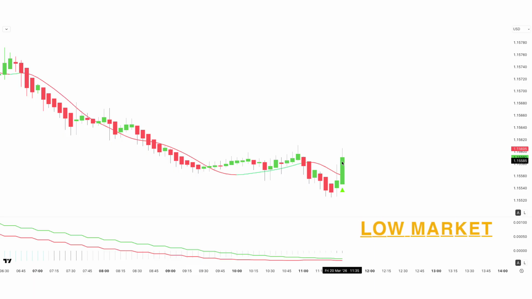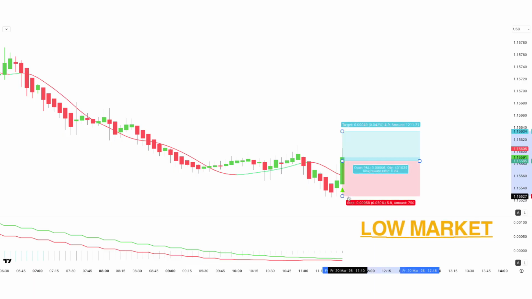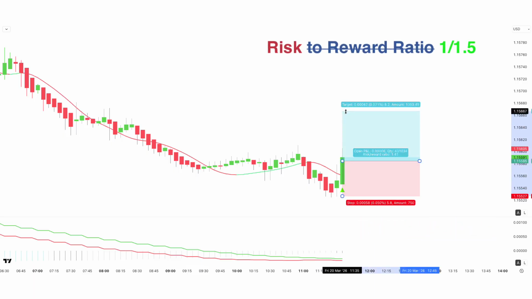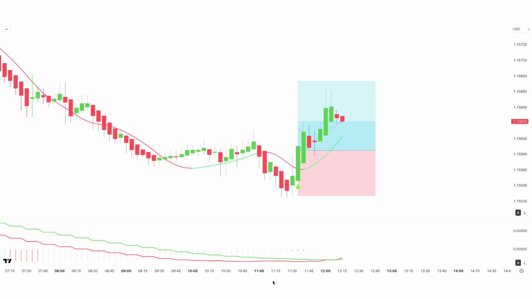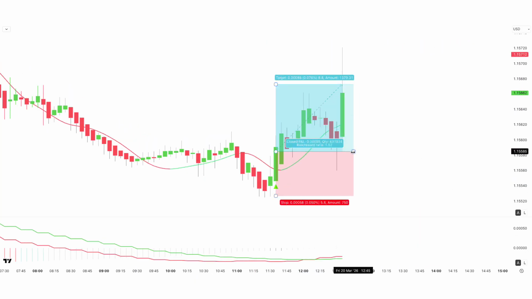Our stop loss is to be placed at the previous low of the market, and the risk to reward ratio will be 1:1.5. Let's see what happens to our trade. We have won the trade. Let's find the next trade.